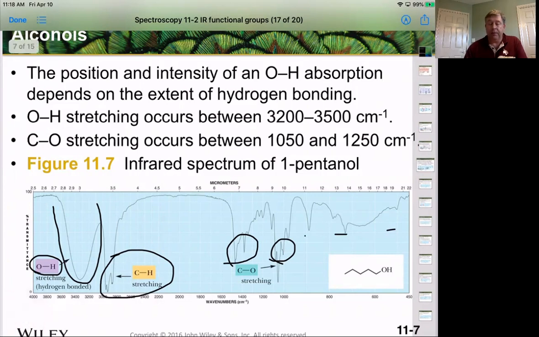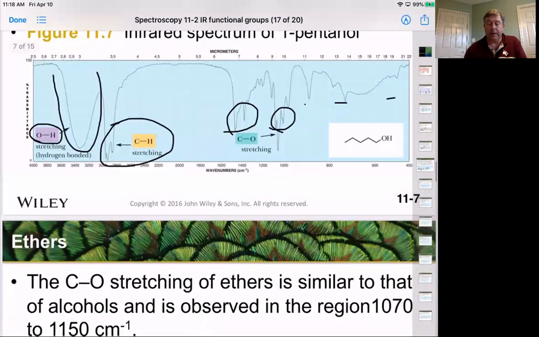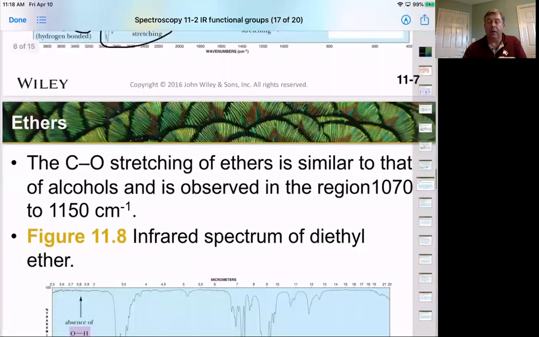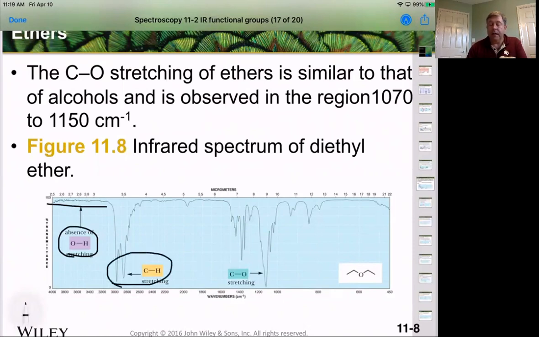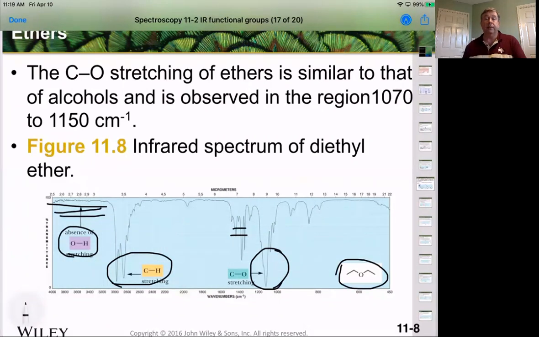Okay, so that's how we can identify alcohols, is that big, broad peak in the high end of the scale. So if we take that alcohol and convert it into an ether, we no longer have that OH right here, which means our peak goes away here. We still have our carbon-hydrogen stretches, and we still have our carbon-oxygen stretch. And these are our carbon-carbon stretches as well. But if we took ethyl alcohol and converted it to ethyl ether, we would lose that OH peak in this region. So we can actually look for that functional group transformation.